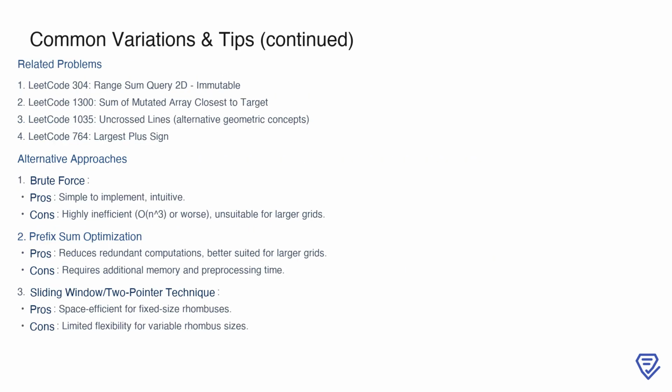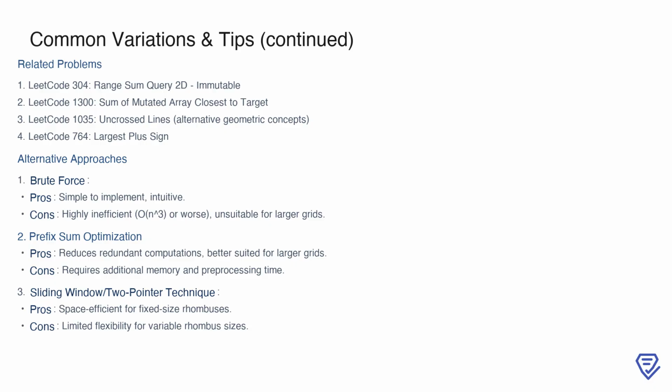To deepen your understanding, consider exploring related problems that share similar concepts. For instance, LeetCode 304, Range Sum Query 2D Immutable, involves efficient sum calculations in a grid, making it a helpful exercise in prefix sum techniques. LeetCode 1300, Sum of Mutated Array Closest to Target, and LeetCode 1035, Uncrossed Lines, introduce alternative geometric or numerical concepts that can broaden your problem-solving toolkit. Additionally, LeetCode 764, Largest Plus Sign, is another grid-based problem that involves maximizing a geometric shape, providing a complementary challenge.